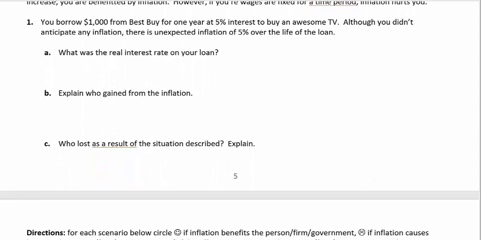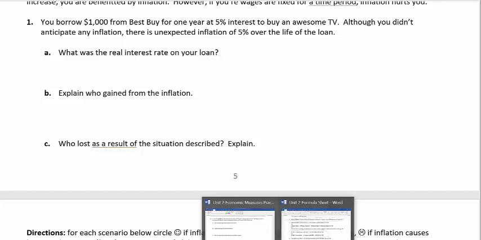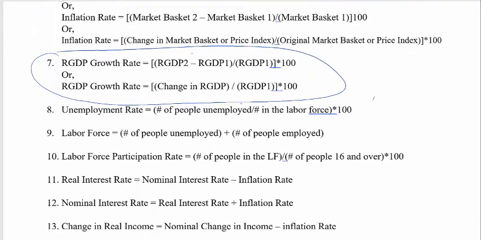All right, let's look at unanticipated inflation. So let's pretend for a second that you borrow $1,000 from Best Buy for 1 year at 5% interest to buy an awesome TV. Although you didn't anticipate any inflation, there is unexpected inflation of 5% over the life of the loan. So what's the real interest rate on your loan? Let me see if I have a formula for that.